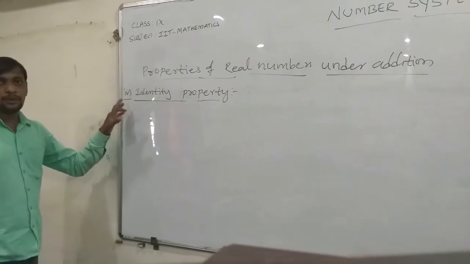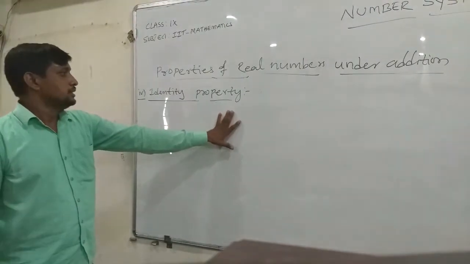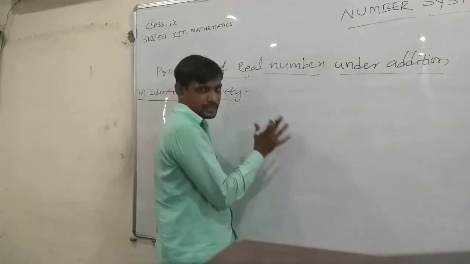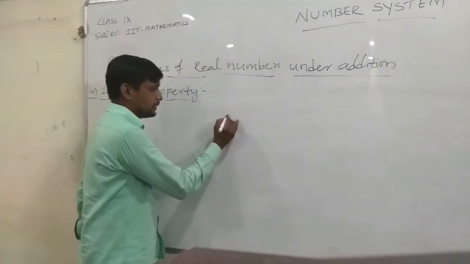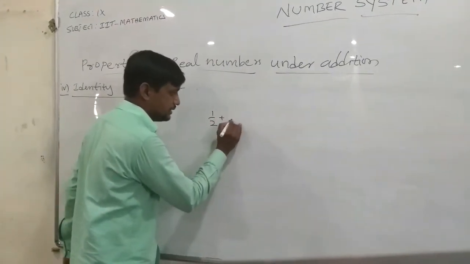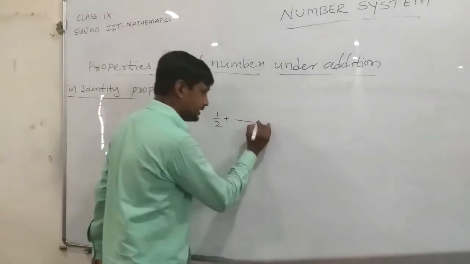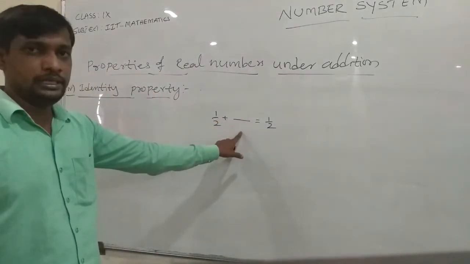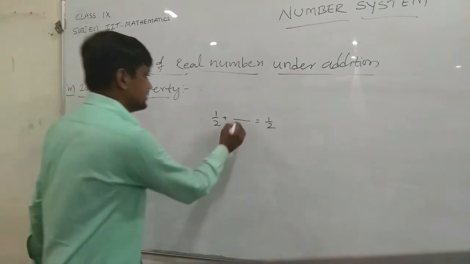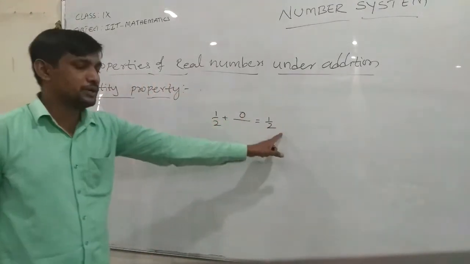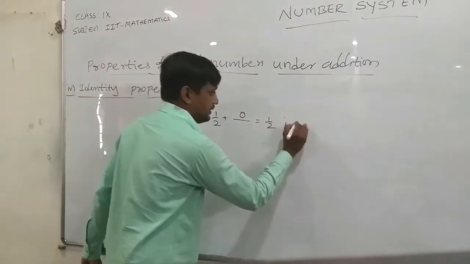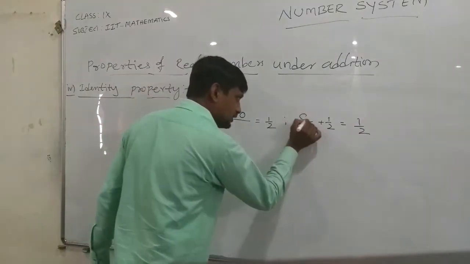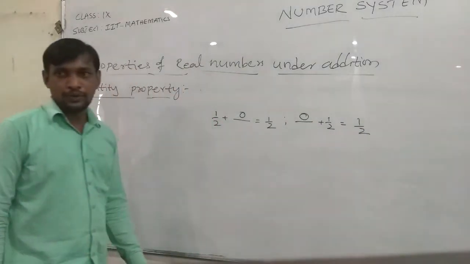Next, the fourth property is the identity property. So here for the identity property, first I am going to take one example. Let a equal to 1 by 2, that is 1 by 2 plus dash. When I am adding some number, the result should be equal to the same number, 1 by 2. Then how much do I need to add? 1 by 2 plus, if I am adding 0, then I am going to get the same value, 1 by 2. So a number should be added to 1 by 2 to get the same value 1 by 2, and if I am adding 0, I get the value of 1 by 2.